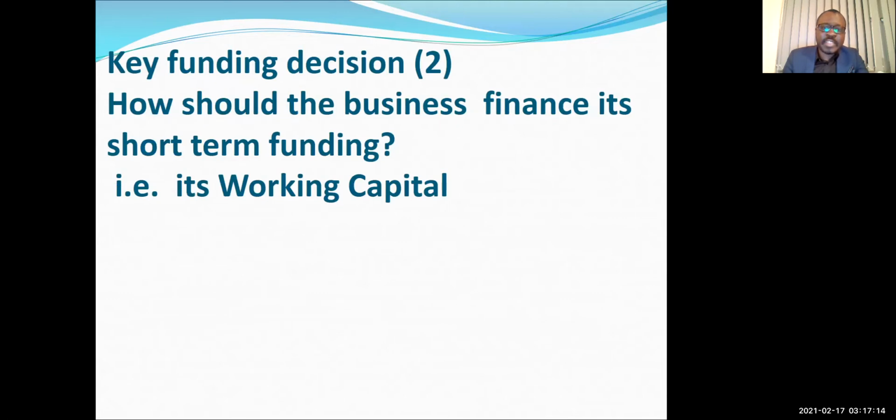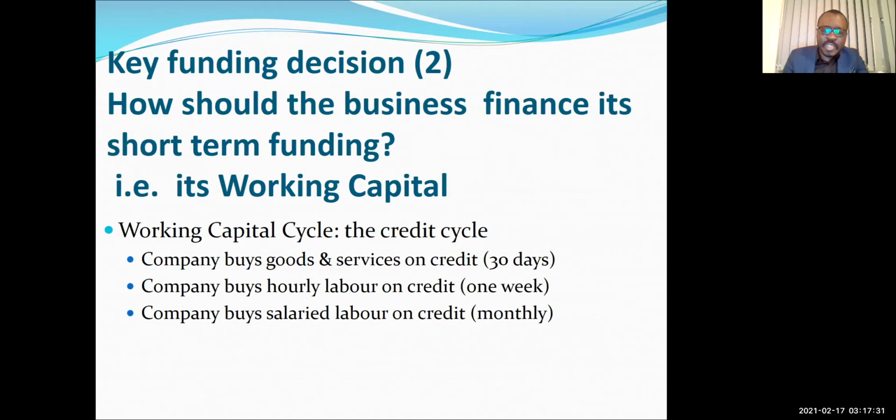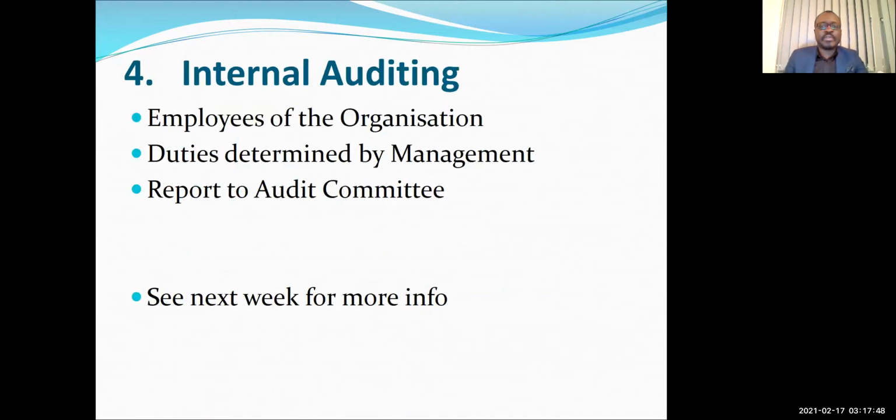How should a business finance its short-term needs? Use working capital internally. Use the credit cycle: the company pays for goods on credit. If you can extend the credit time that you use to pay your suppliers, extend it. Pay workers on an hourly basis, pay salaried workers monthly on credit, one month in arrears. And the question is, how long should the company grant credit to the people we sell to? Is it 30 days or should we reduce it to 15 days, or should we extend it? These are good areas we'll look at.